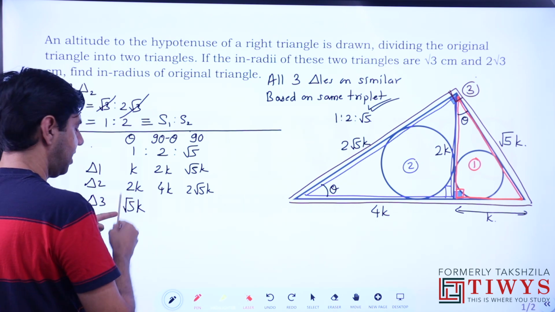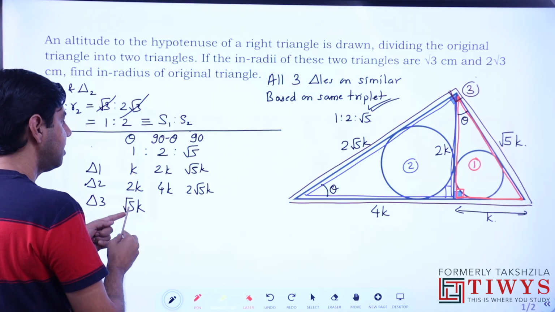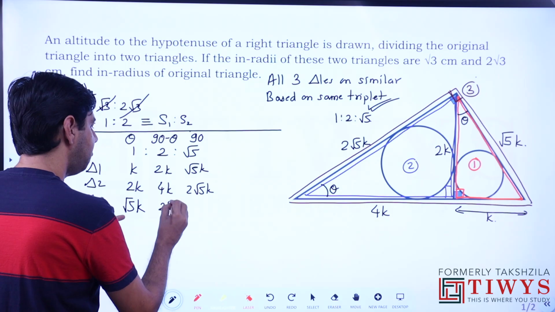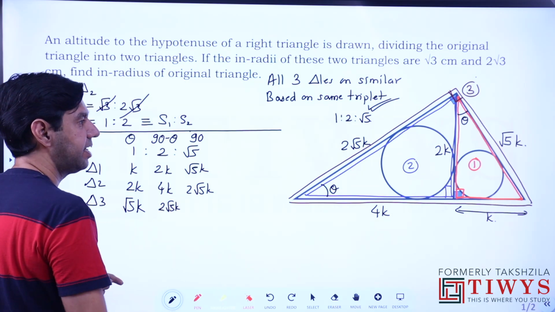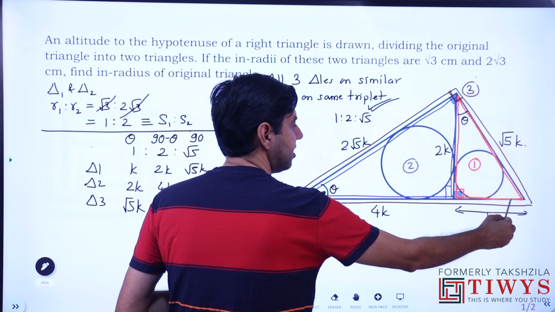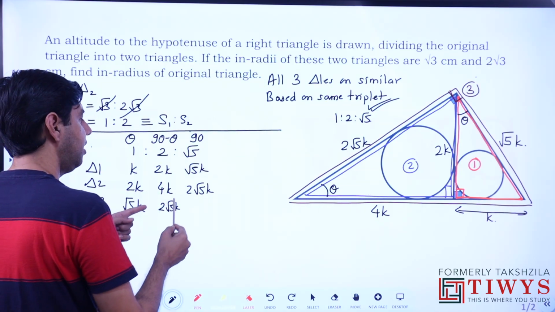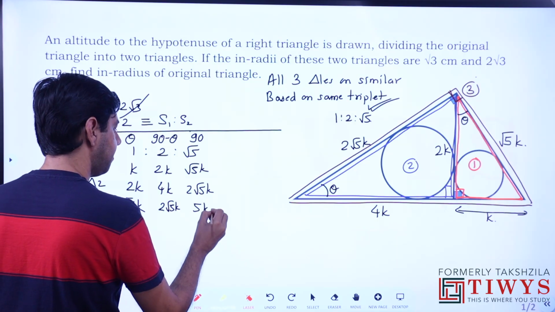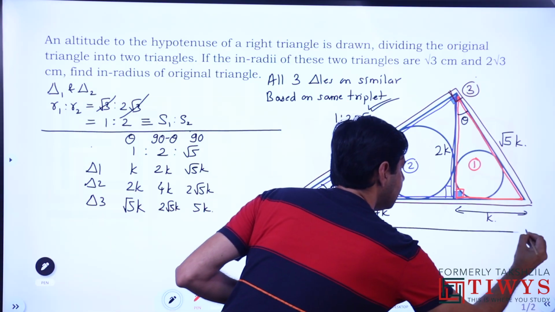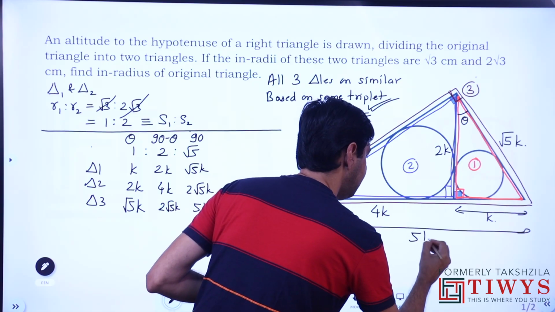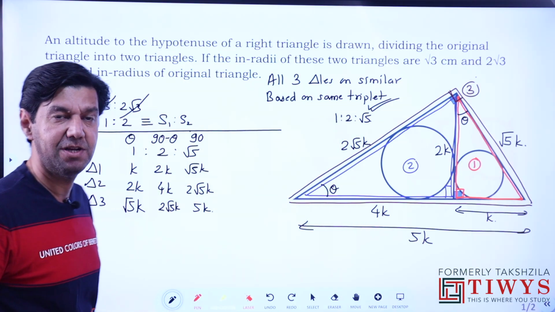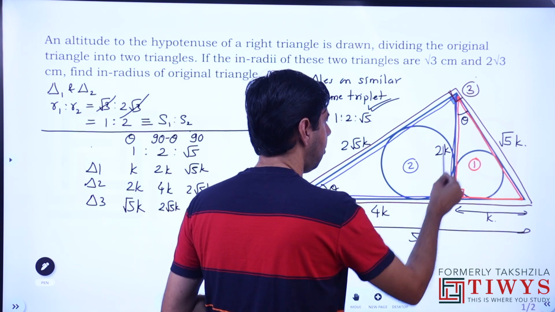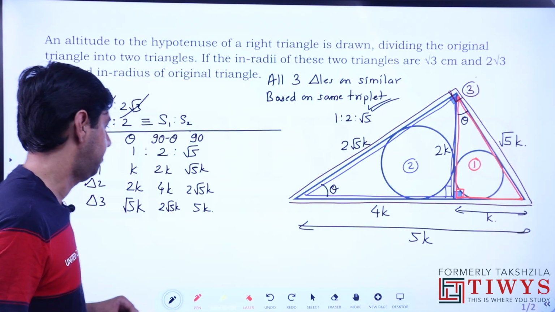But let me complete it. One part is root 5, so multiplied by root 5, this will be 2 root 5k. Opposite 90 minus theta, 2 root 5k is already known, and multiplied by root 5, that is going to be 5k. Opposite 90 is 5k. Does everything fit in? 4k plus k is 5k. Everything fits in. You can check for each of the 3 triangles, they will all satisfy the Pythagoras relation.